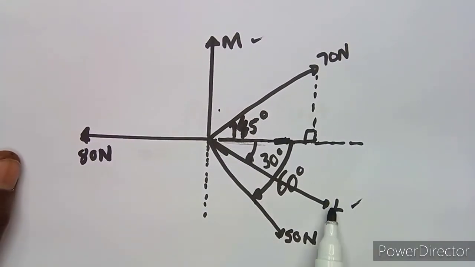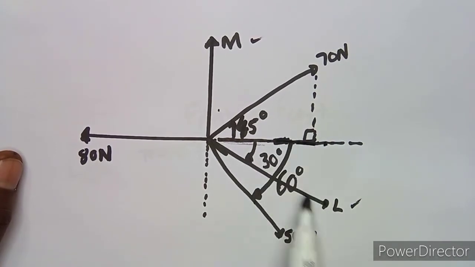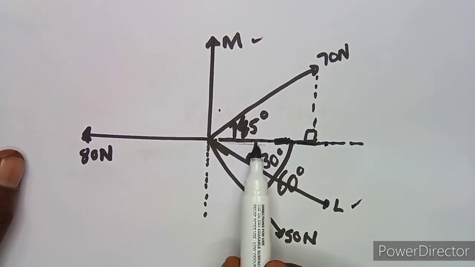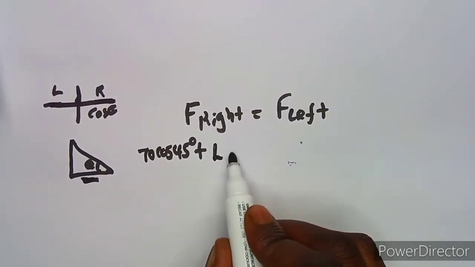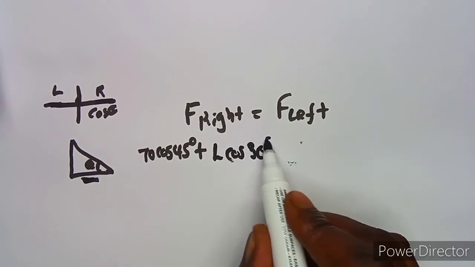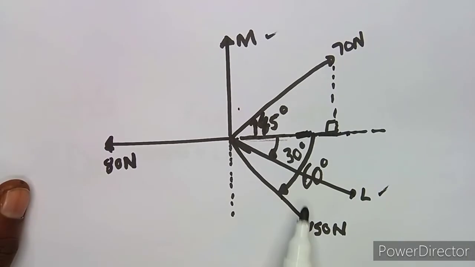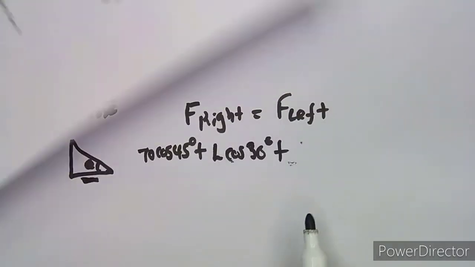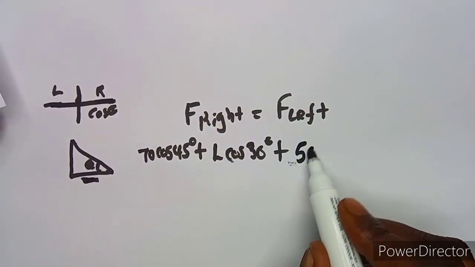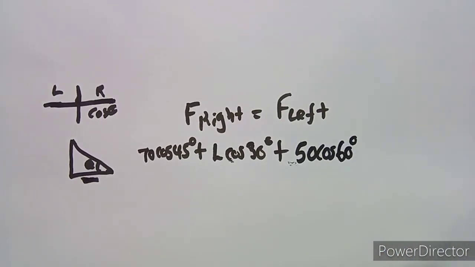Another one from L. So it's L back to the horizontal. So this is the horizontal. There's an angle of 30 degrees. So it's going to be L cos 30 degrees, plus we still have another one from 50, still on the right side. So it's 50 back to the line. There's an angle of 60 degrees. So it's 50 cos 60 degrees. Remember, horizontal always uses cos.